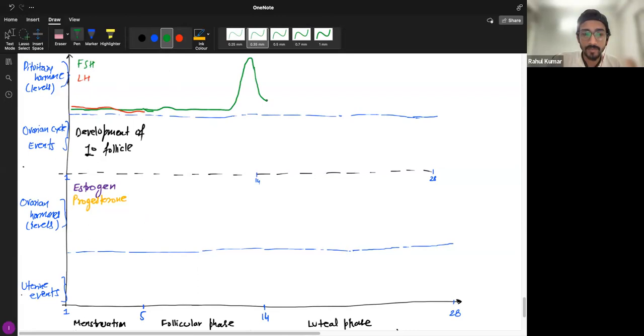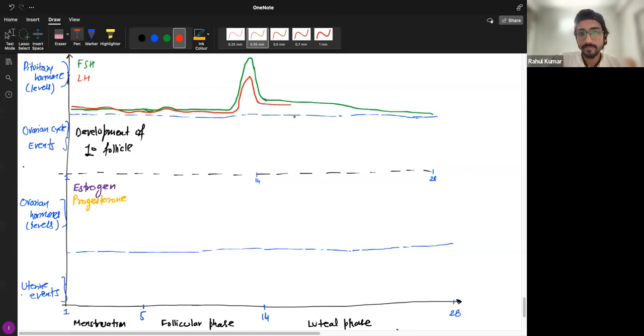And then again from day 15 onwards, they start to come down, down, down. And by day 28, they're back to baseline. LH again behaves in the same manner as FSH. It stays low and it also peaks at day 14, but its peak is lower than FSH always. FSH has a higher peak, has a higher concentration.